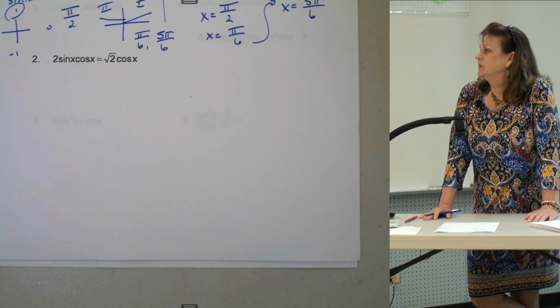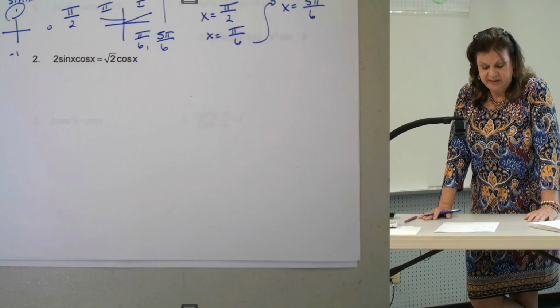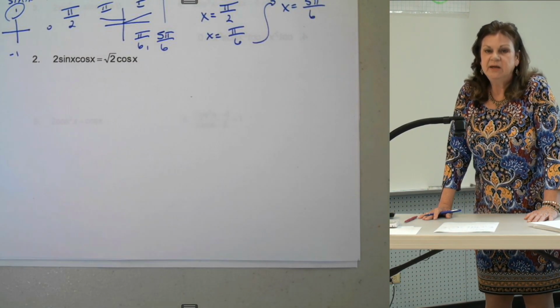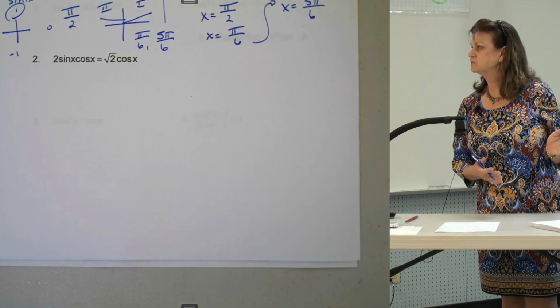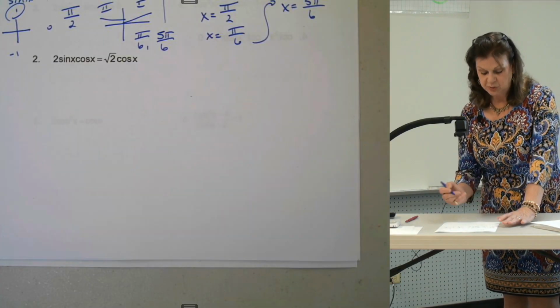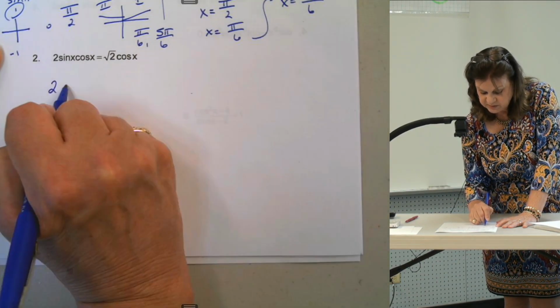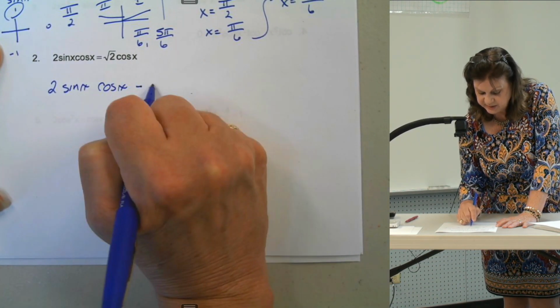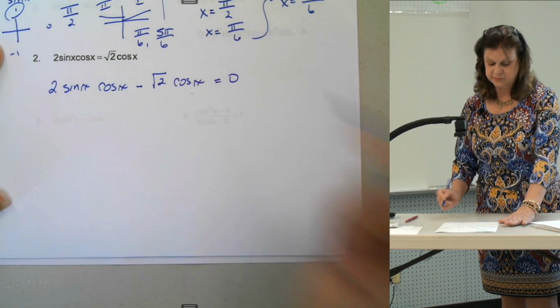All right, so we have 2 sine x cosine x equals root 2 cosine x. As with any other factoring problem, you want to get all your terms to one side. So what I'm going to do is subtract the root 2 cosine x. So I have 2 sine x cosine x minus root 2 cosine x equals 0.